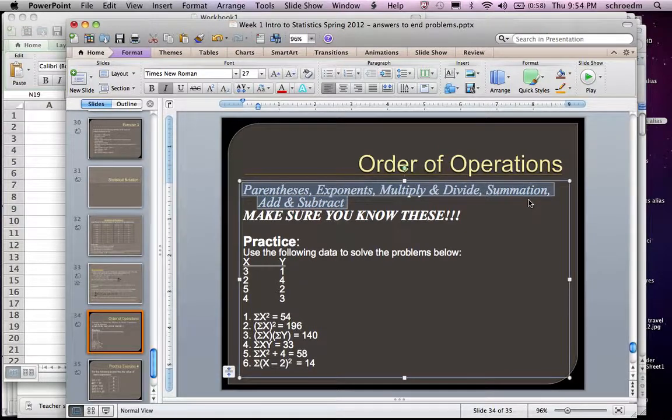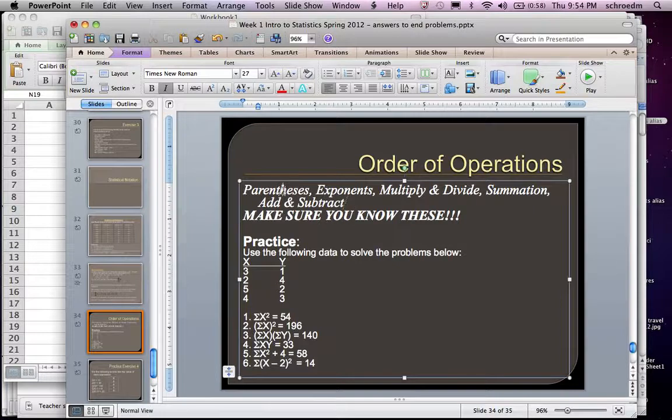Make sure you know these things. If you get these out of order, if you don't have a good handle on this, practice it over and over until it becomes second nature, because we'll be using this stuff a lot. And if you misread things, you're going to make a lot of mistakes that could be avoided. So make sure you practice these things.